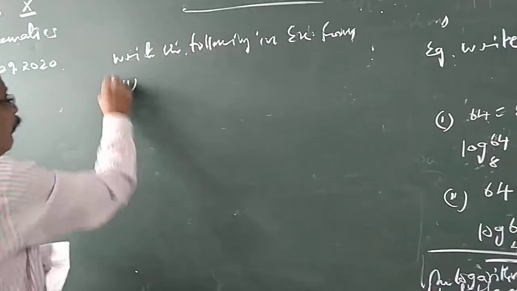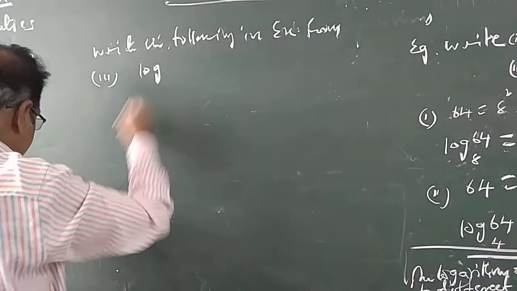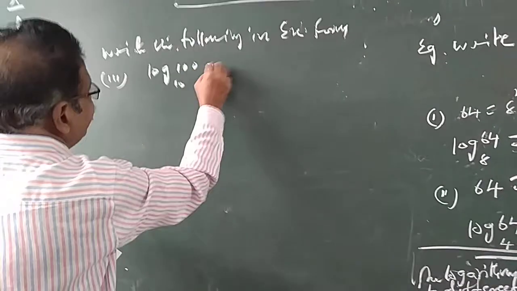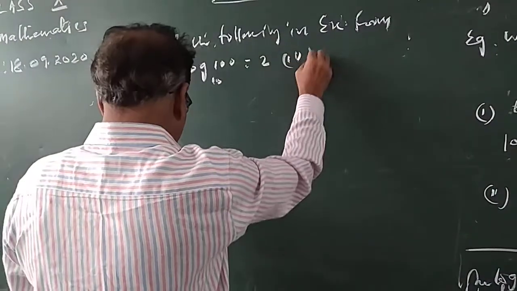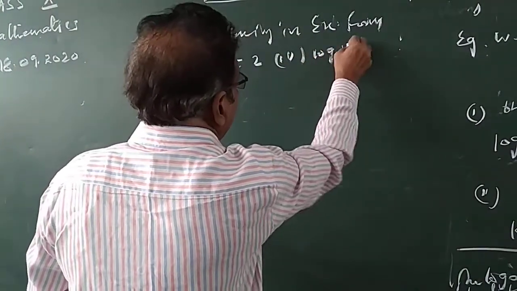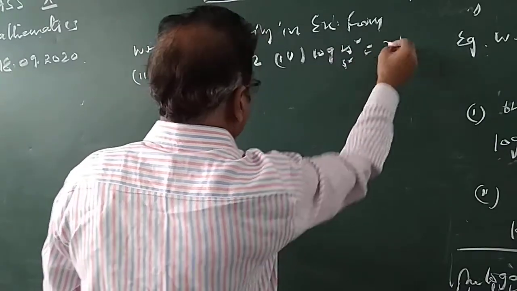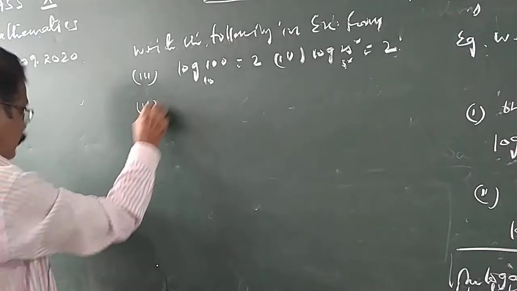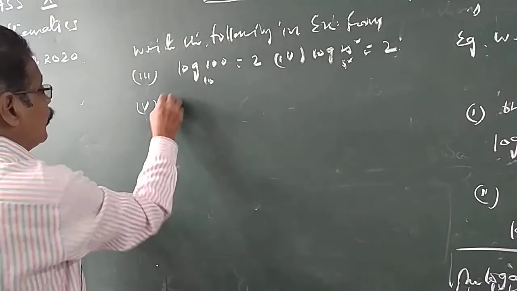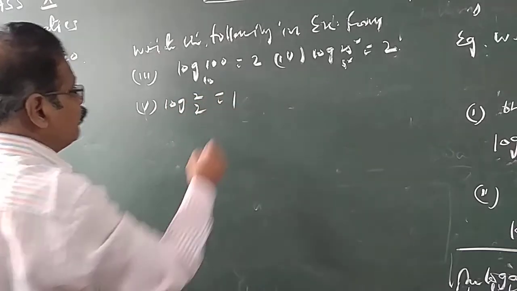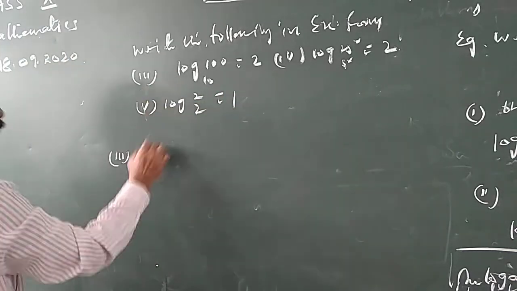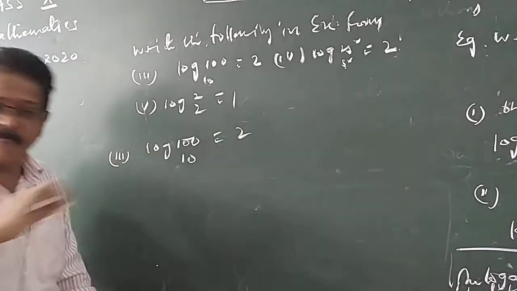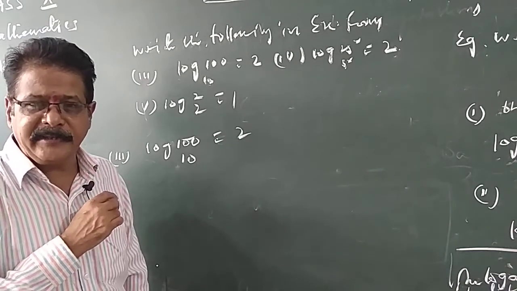It is given in what form? Log form. Log 100 base 10 is equal to 2, the 4th bit. Log 25 base 5 is equal to 2. Log 2 base 2 is equal to 1. So let us write this. Third bit: log 100 base 10 is equal to 2. This is logarithmic form. Write in the exponential form.